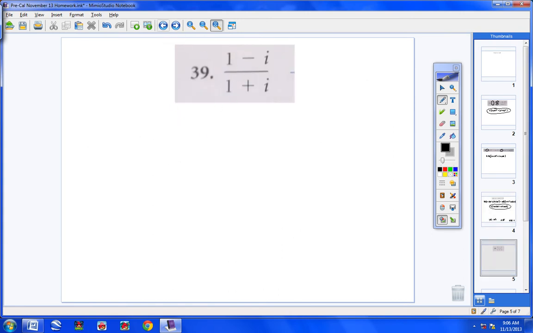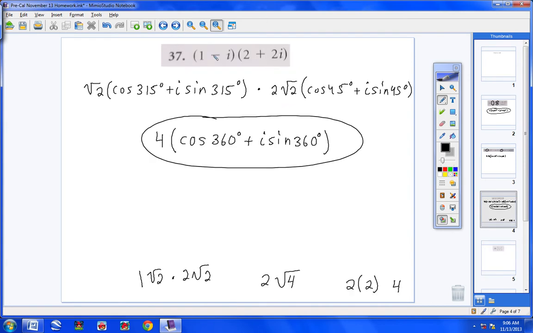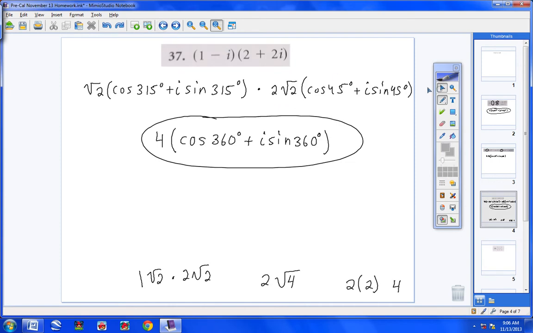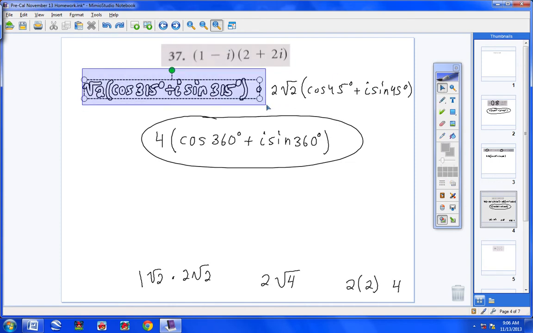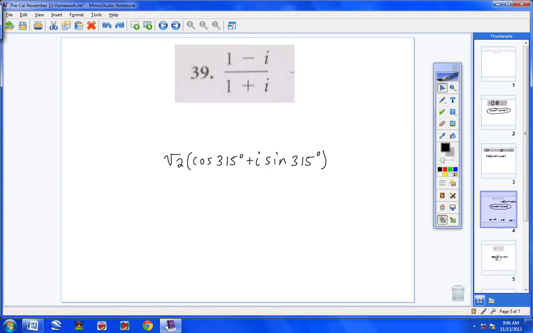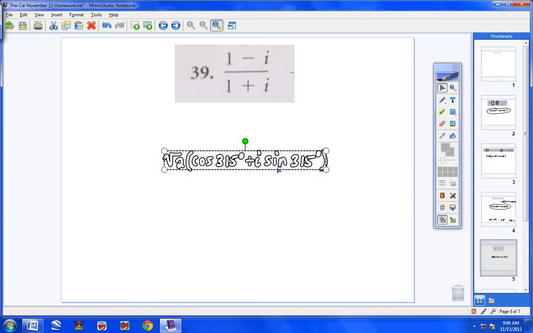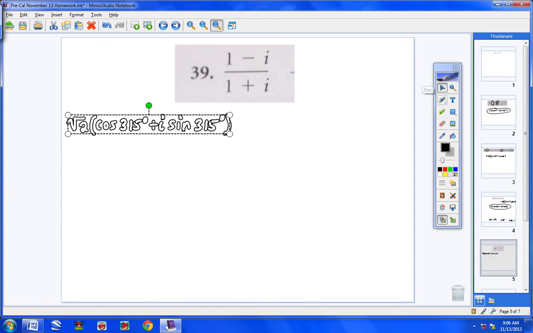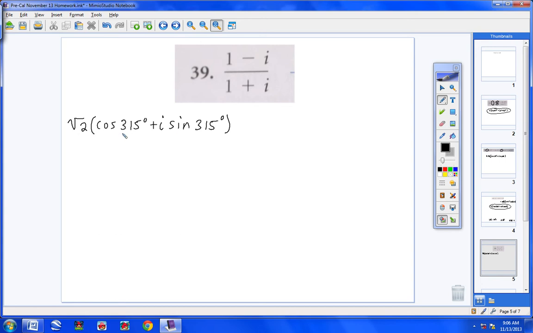Now, 1 minus i, didn't we just do that one back here? Yeah, we sure did. So let's save ourselves some time here. The next problem, number 39, we already found the trig form of that number right there. And so let's go back a page and let's highlight it and let's bring it over to the other page so we have it. And so the top of your fraction, 1 minus i, we already found the trig form is right here.